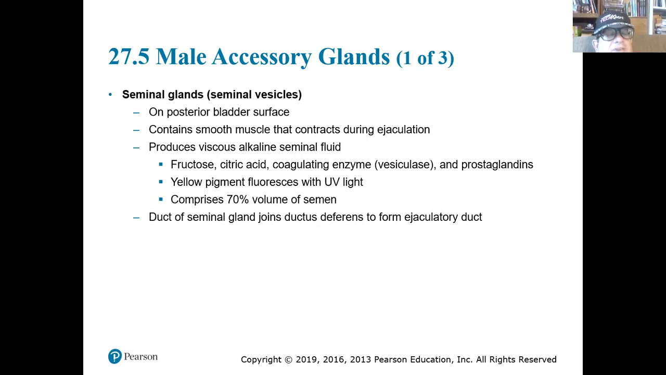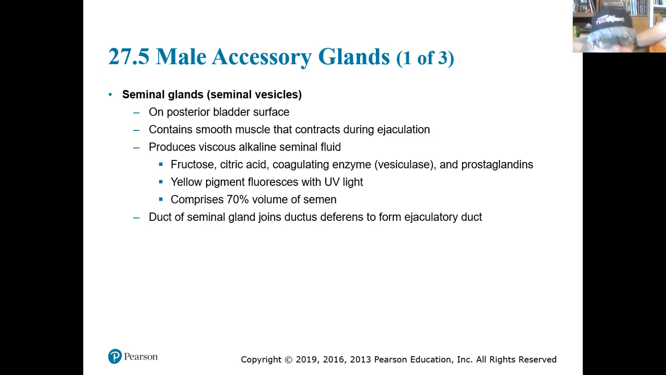If someone gets a yeast infection, they lost their bacteria. Probably they took a lot of antibiotics or something. Anyway, but that acidity, the acidity in the vagina would be enough to harm some of the sperm. So to protect those sperm, one of the things we do is we have this alkaline seminal fluid, this basic seminal fluid. It's also full of fructose and citric acid and coagulating enzyme vesiculase and prostaglandins. The fructose and citric acid are going to feed the sperm. Those are going to help them have energy to swim on their long trip.